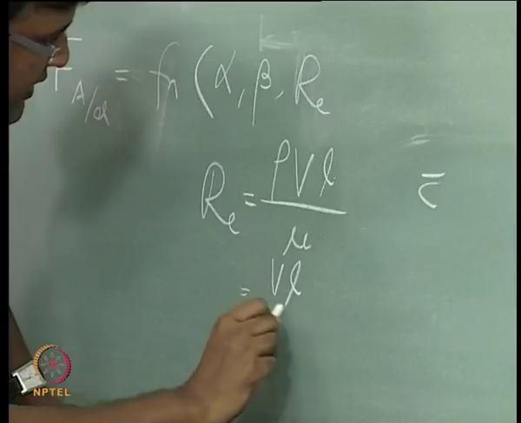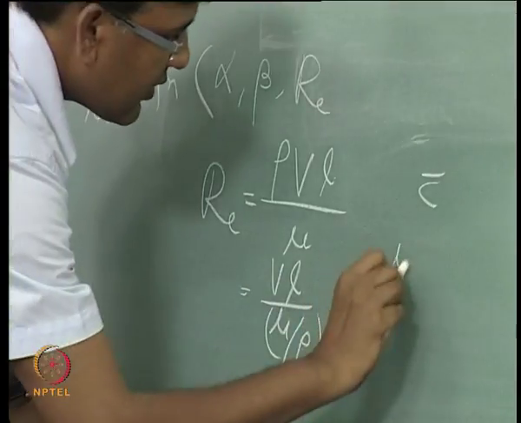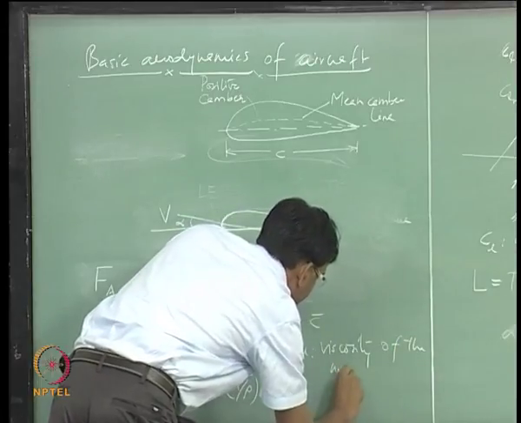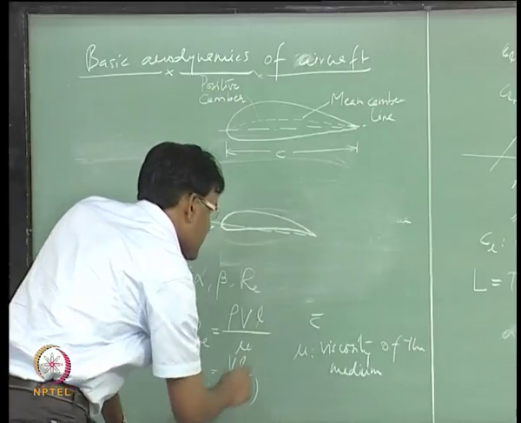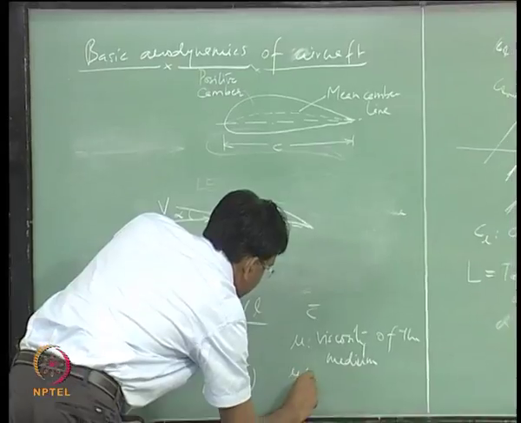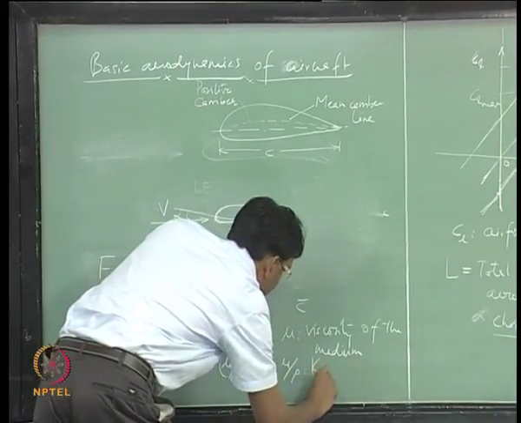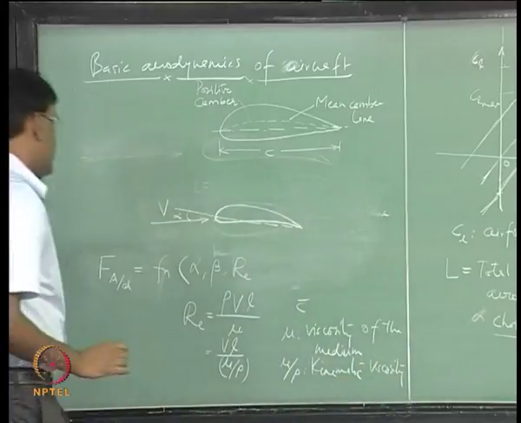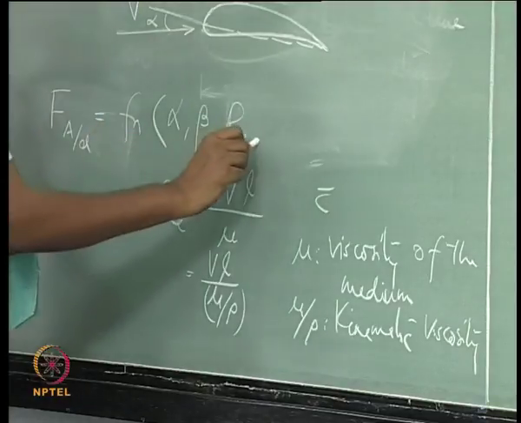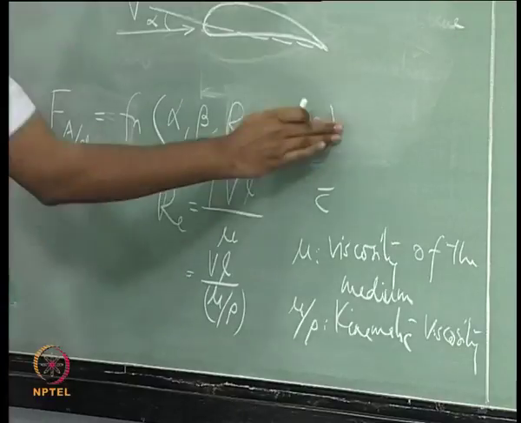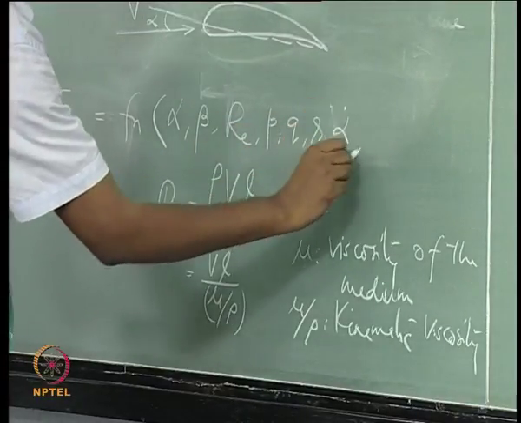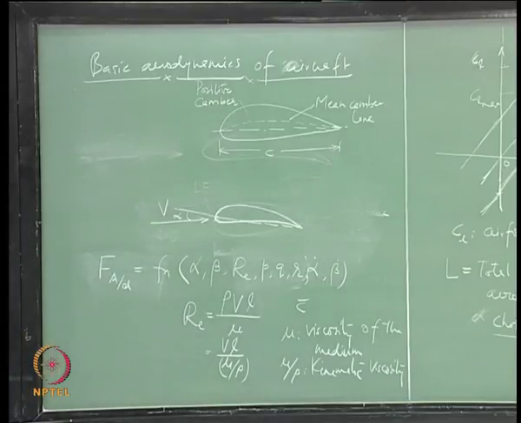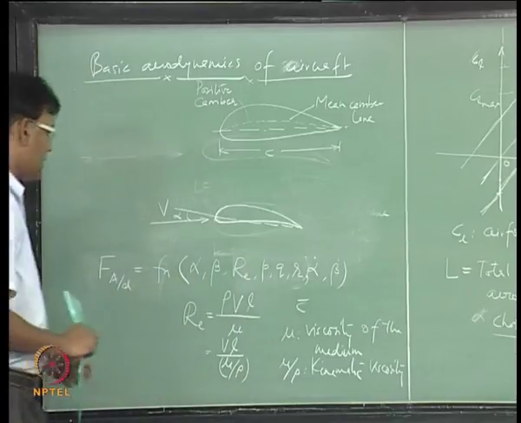So, you can also write this as, mu is the viscosity of the medium, and mu over rho is the kinematic viscosity. So, in general these forces are also going to be functions of the rates, the rate of change of these angles. And similarly moments are also going to be functions of these variables.